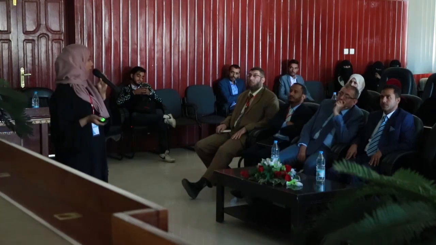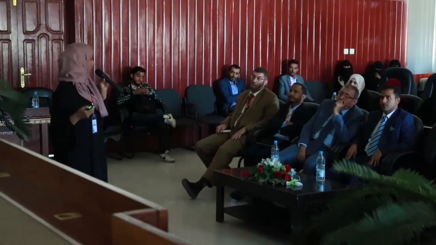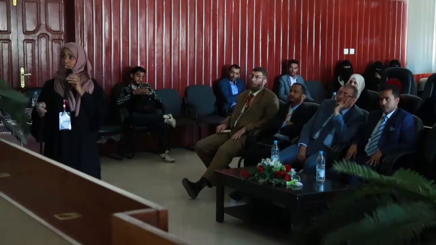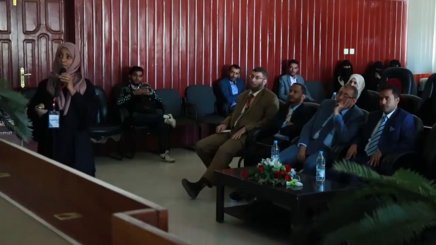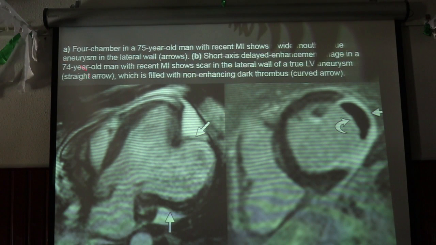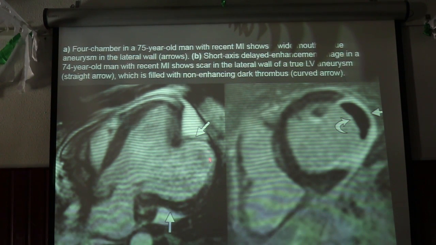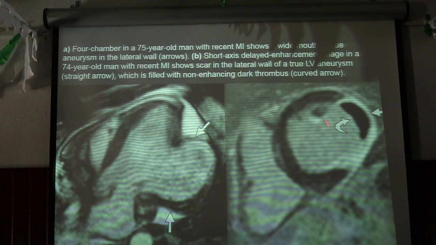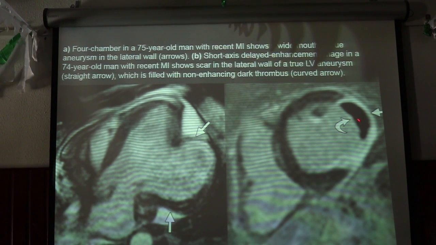As I said, MRI is used for evaluation of MI complications. These are two different patients who have recently developed MI. The first one is 75 and the second one is 74. This is a true left ventricular aneurysm. And this is another patient with aneurysm and non-enhancing thrombus.